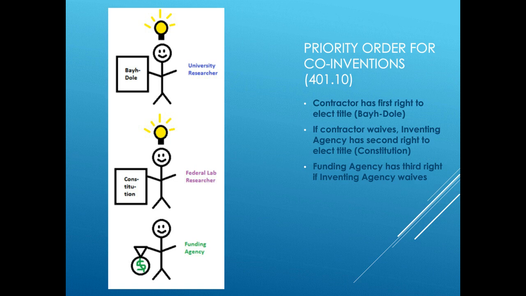The reason we took this stance was because the Constitution grants inventors ownership of their inventions. So we thought that it followed that the federal lab researcher and their laboratory would have second rights to elect title to a joint invention. If both the contractor and the inventing agency waive title to the invention, it would then default to the funding agency, just like under the normal Bayh-Dole process.